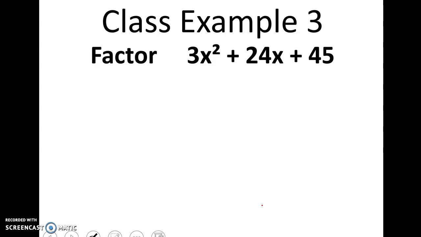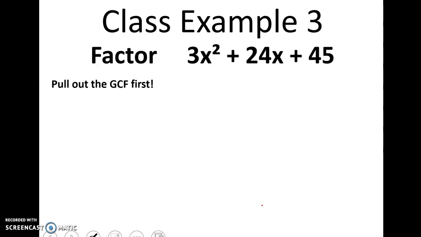All right, class example number 3. 3x squared plus 24x plus 45. Is there a GCF here? Well, they don't all have a variable, but 3 goes into 24, and I'm pretty sure 3 goes into 45 15 times. This is where it's going to get tricky for us. You always want to look for a GCF first, because watch how easy this problem becomes.